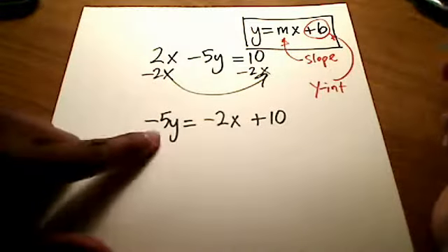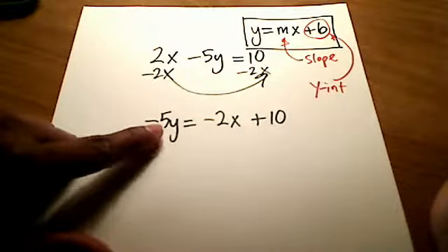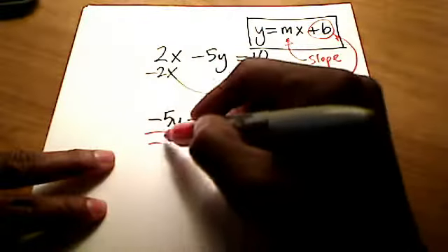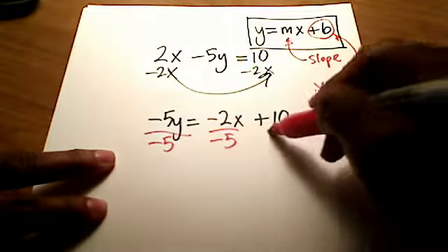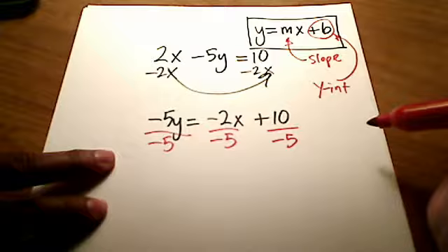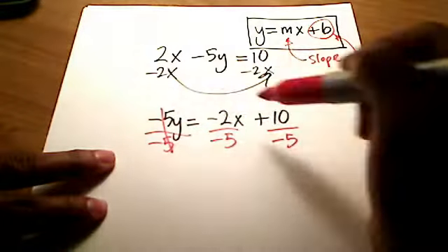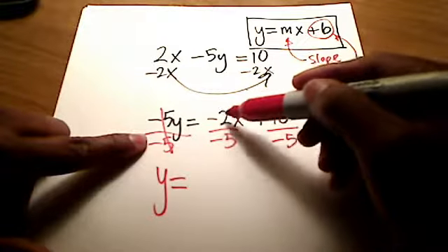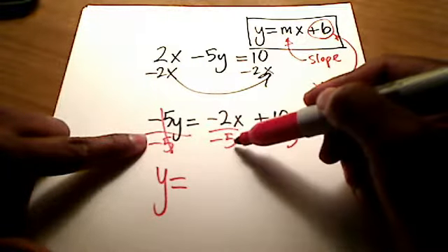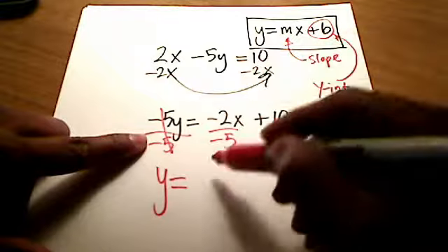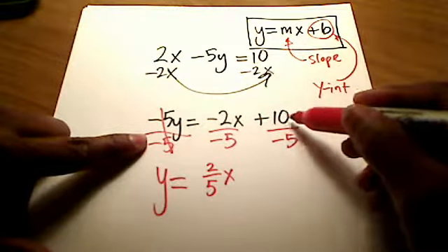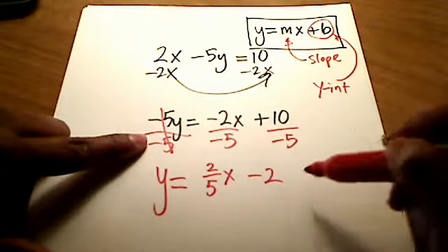Okay, well, I have to do one more thing to get my y completely by itself. I have to get rid of that negative 5. And since negative 5 is being multiplied by y, we're going to divide every term by a negative 5. That now leaves us with a coefficient of 1 in front of the y. And since I have a negative 2 divided by a negative 5, a negative divided by a negative is just a positive, so I'll write it as a positive 2/5. And obviously 10 divided by negative 5 is a negative 2.